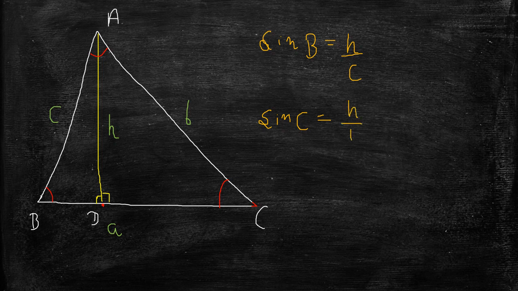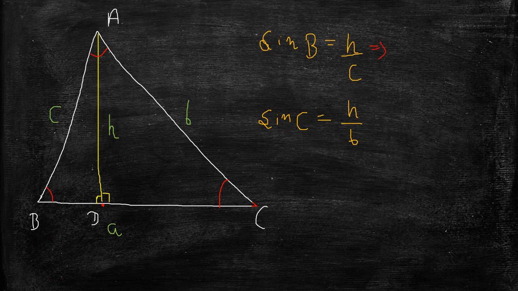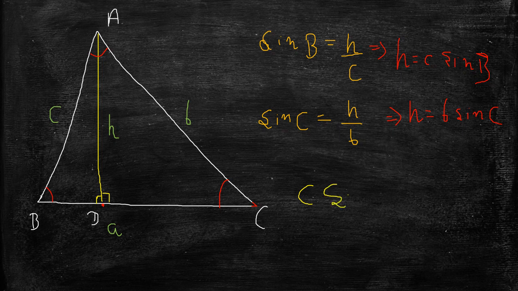Now from sine B is equal to h by c, I can deduce the value of h. I can write down that h is equal to c sine B. And from my second equation, h will be equal to b sine C. Now I can equate these two equations as h is equal to h. So I can write down c sine B is equal to b sine C.